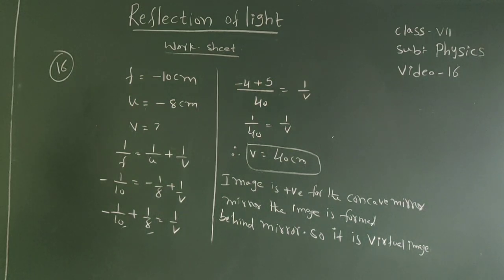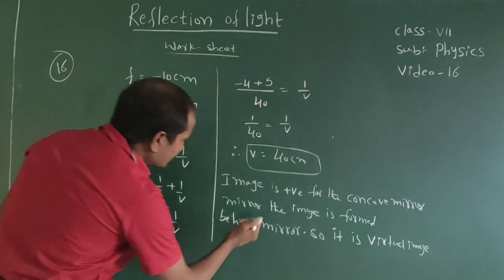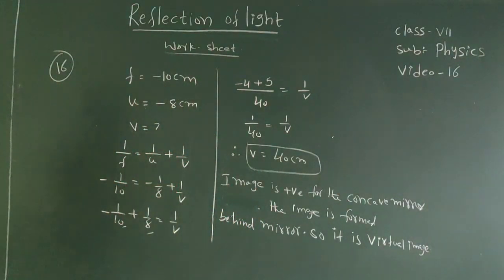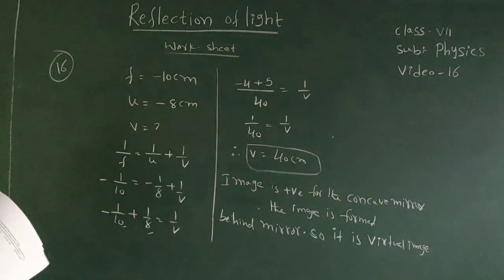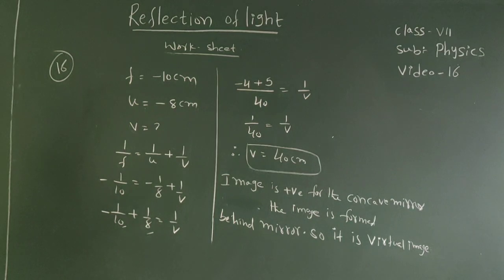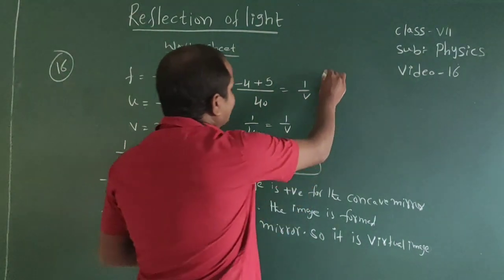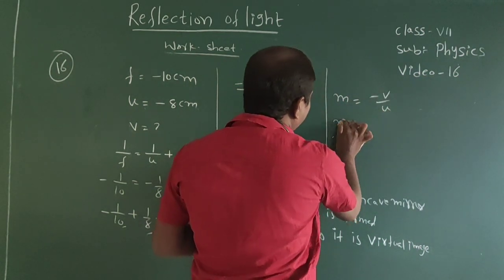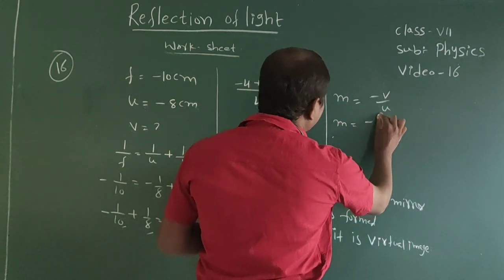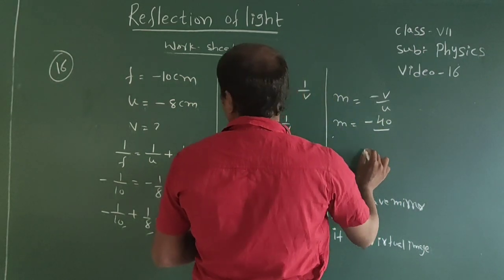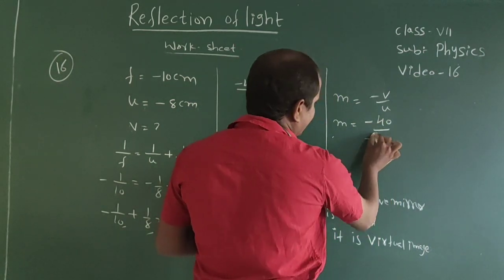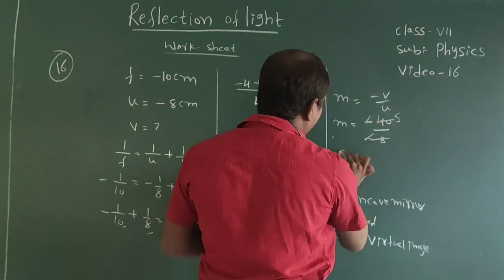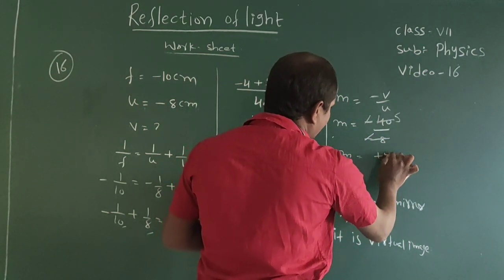So image distance is positive here. So for the concave mirror, the image is formed behind the mirror. So it is a virtual image. We can also find the m value. M equal to minus v by u. So m equal to minus 40 by u, u equal to minus 8. Minus and minus will cancel, that equal to 5. So here m equal to positive.